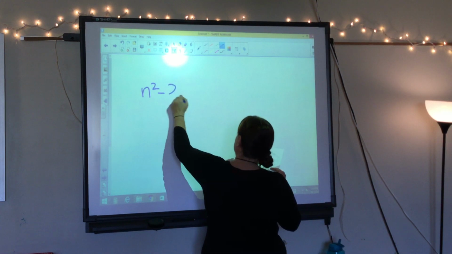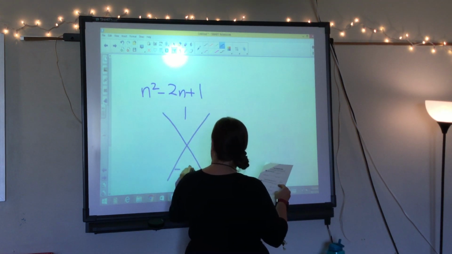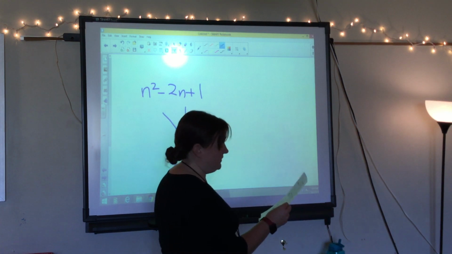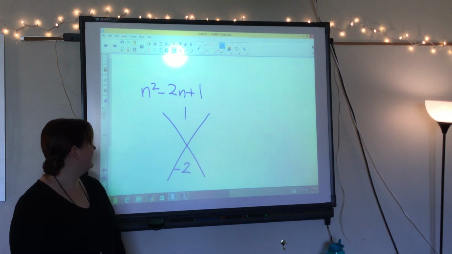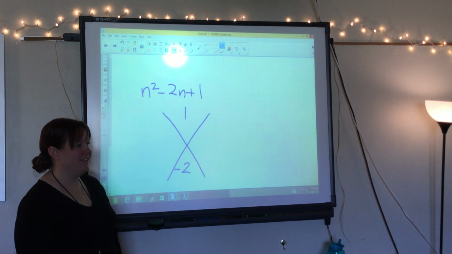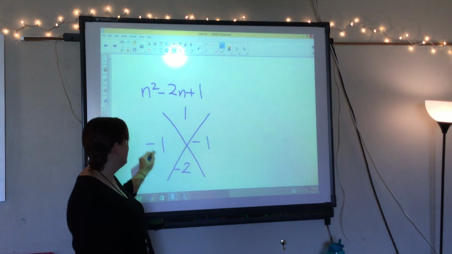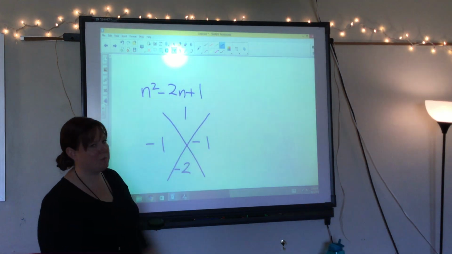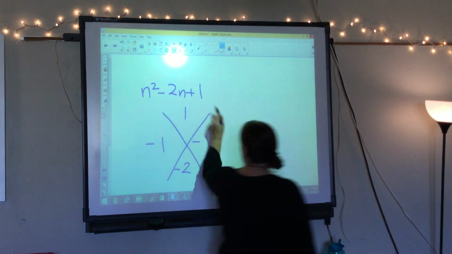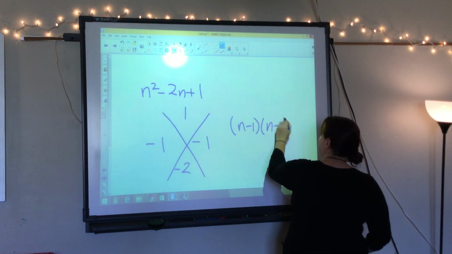Okay, n squared minus 2n plus 1. Let's factor this one. Number 10. What times what equals 1? The only factors of 1 are 1 and 1, but they both have to be negative, so they'll add to a negative 2 but multiply to a positive 1. So this factored is n minus 1 times n minus 1.